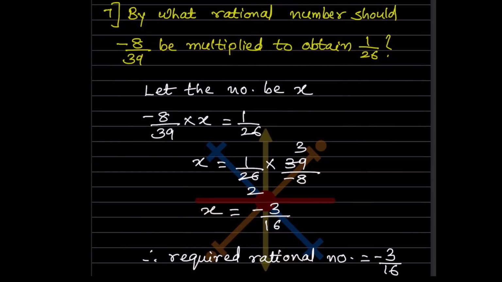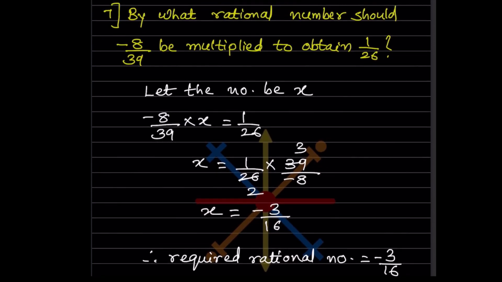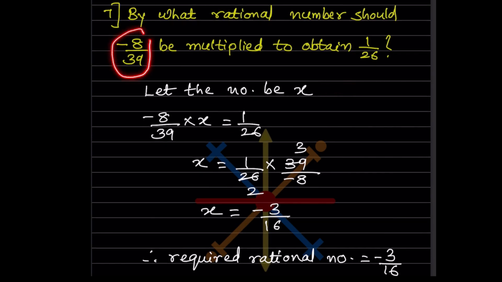By what rational number should minus 8 by 39 be multiplied to obtain 1 by 26? So let the number be x. So now minus 8 by 39 into x, to obtain means that will be is equal to 1 by 26. So x is going to be 1 by 26 here. Because this is multiplication, changing the side means it is going to get flipped over, along with the sign being the same. 39 by minus 8.